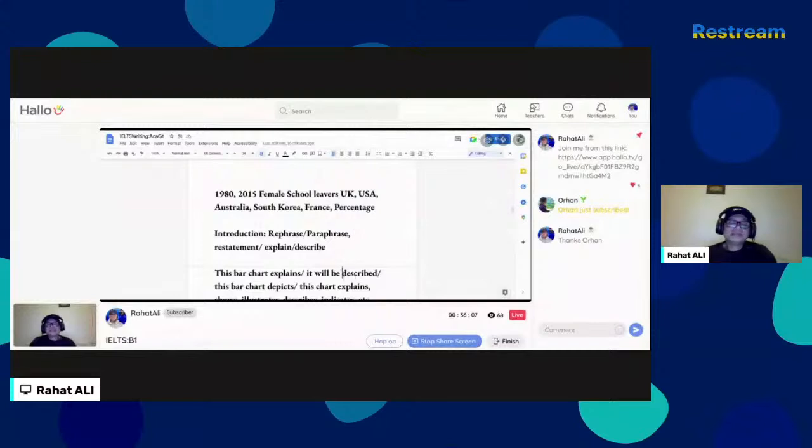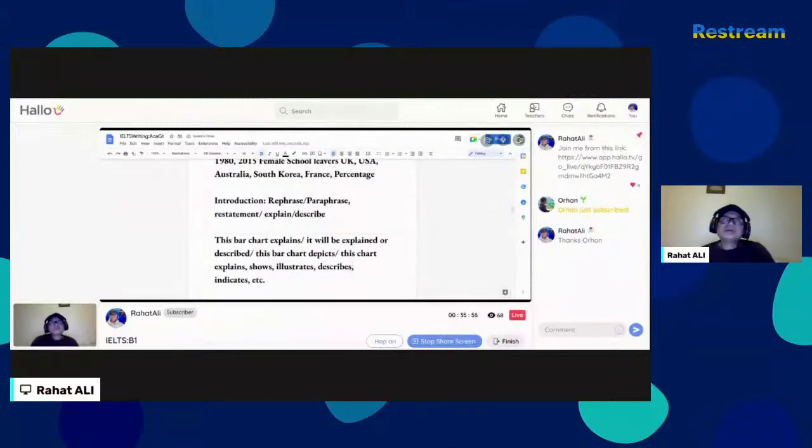It will be explained or described. I'm sure you know how you can write a passive sentence or passive voice. And obviously, the other ways to write it: this bar chart depicts, shows, explains. We have written that already.